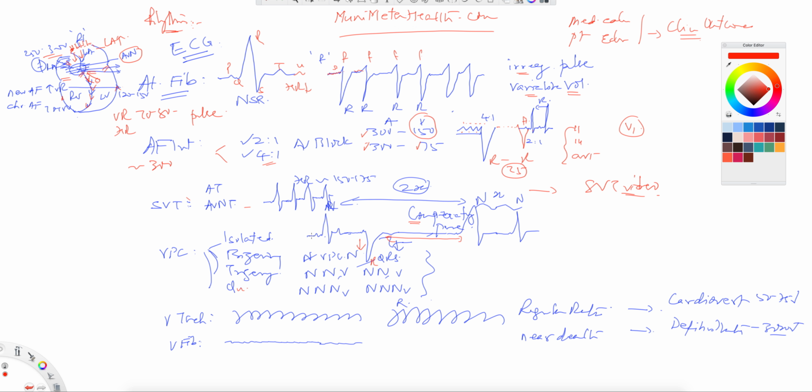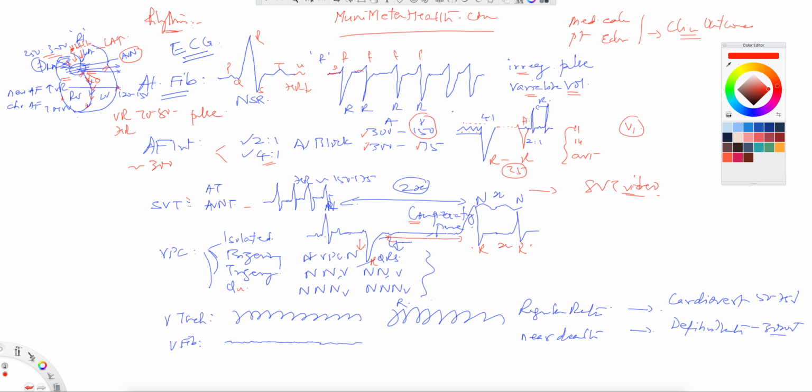The compensatory pause, included with the entire QRS complex of the preceding normal sinus beat, will amount to 2x of the normal RR interval. So with this being the RR interval, this being x, for instance, if this distance is x, this will be 2x. Why? Because you have a compensatory pause after the VPC, whereas here there was no VPC. It was a normal beat and a normal beat. Get it? Okay, so 2x.